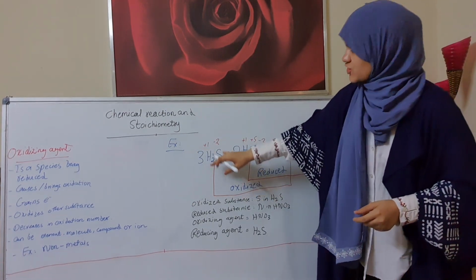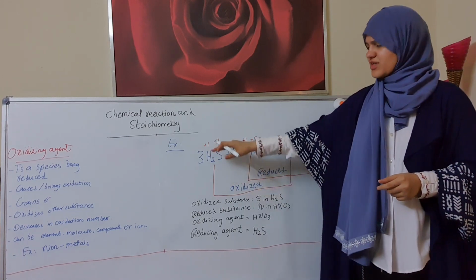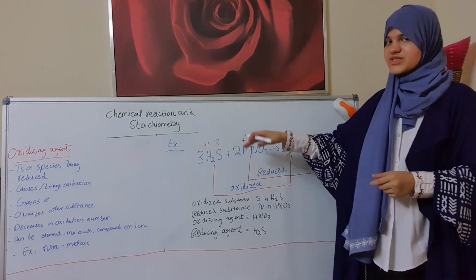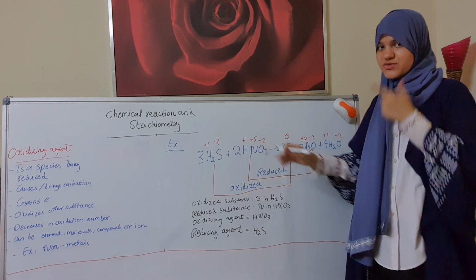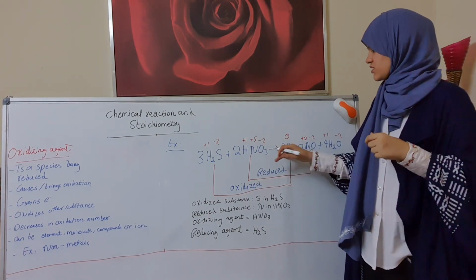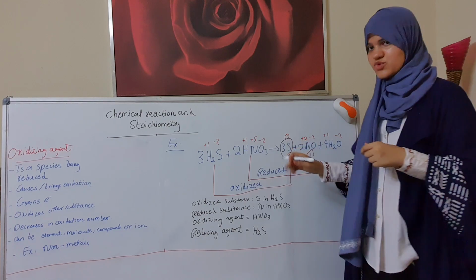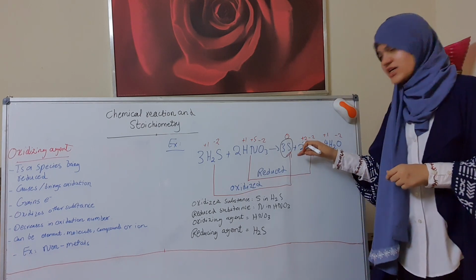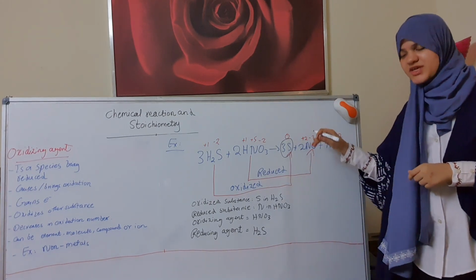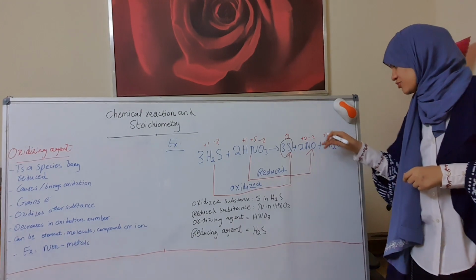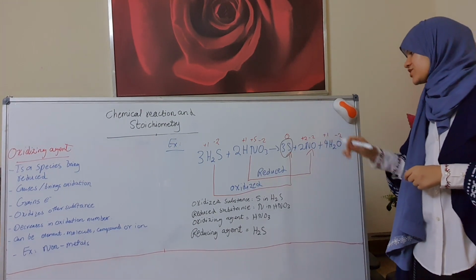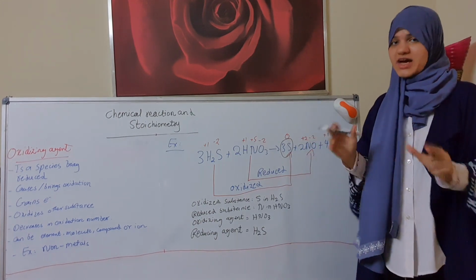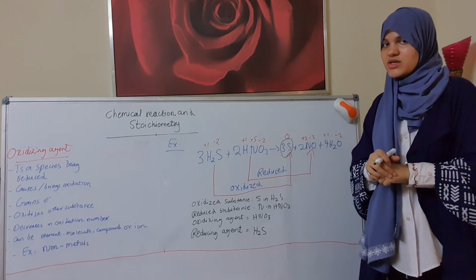And what we have here, sulfur, which is in its group, it will be negative 2. Hydrogen would be +1, nitrogen +5, oxygen -2 always. And we have here only one element which is in its free state, so it will be 0. And we have NO, where nitrogen will be +2, oxygen will be -2, H2 will be +1, O will be -2. Now, first of all, is this equation a redox reaction or a non-redox reaction?